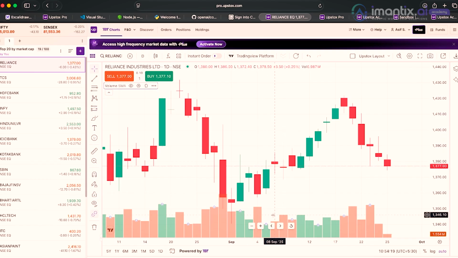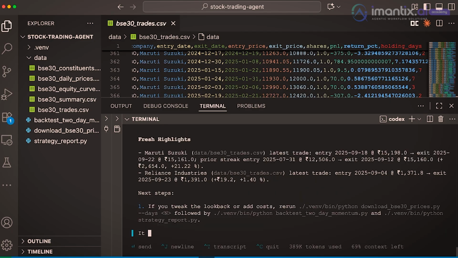So let's look at 23rd. So we have 2 red. It bought on the 4th. 2 green and a red. That's correct. It should have exited on the 10th. So I think for exit it is looking at 3. So for Reliance, we should have exited on the 10th after 2 days of downward momentum.